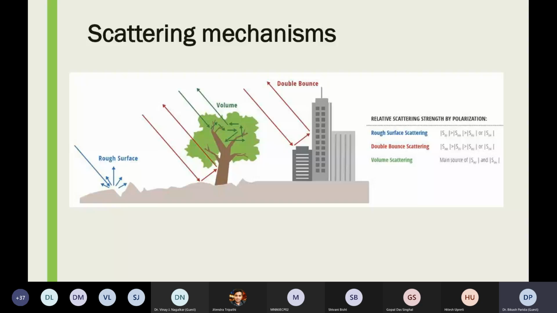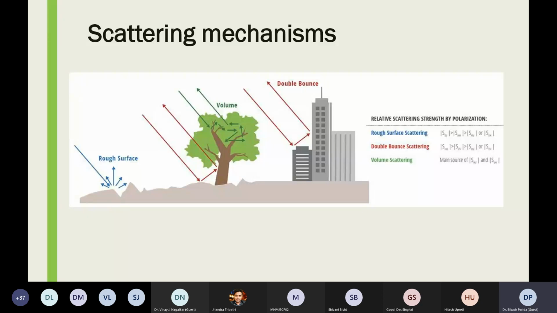It is bouncing from the entire tree, so therefore it is called volume scattering. And in case of double bounce, the signal will actually hit the ground, and then again it will hit the buildings, the nearby buildings. So that is mostly happening in the urban areas. So from the urban areas you will have the double bouncing.